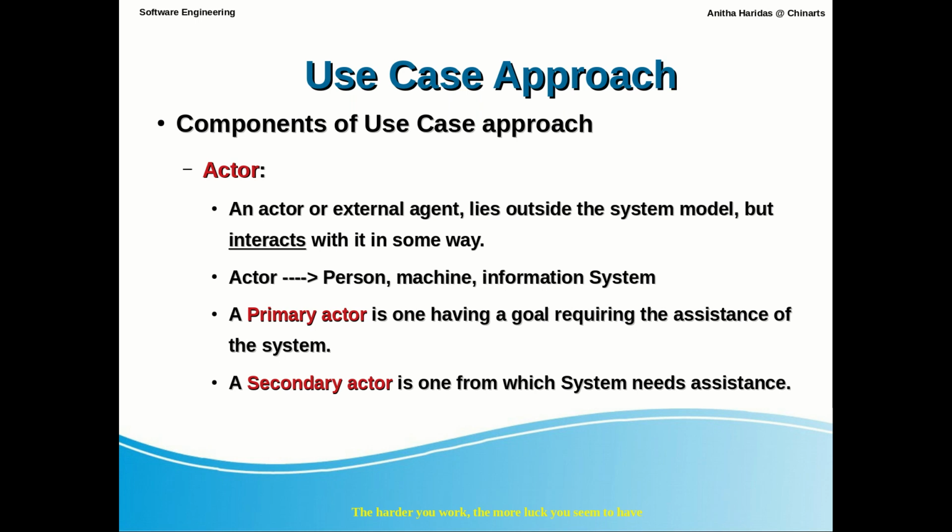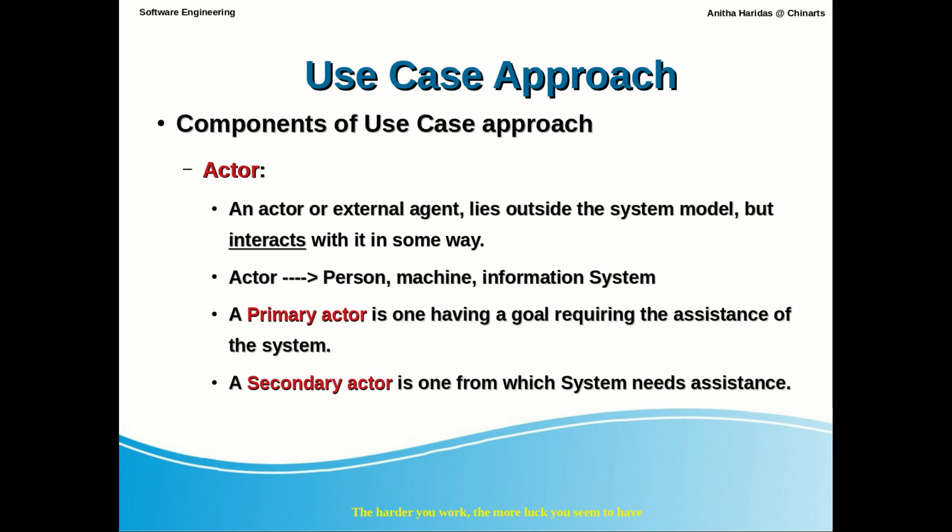When you take an actor, you can have two types of actors, primary actor and secondary actor. Primary actor is the one having a goal requiring the assistance of the system, whereas secondary actor is the one from which the system needs assistance. Primary actor is the one having a particular goal because the actor wants to perform a particular task, so he requires the assistance of the system. Whereas secondary actor is the one from which the system needs the assistance.